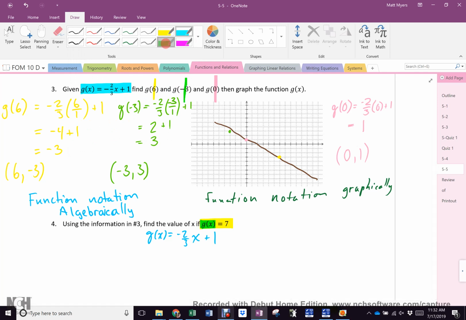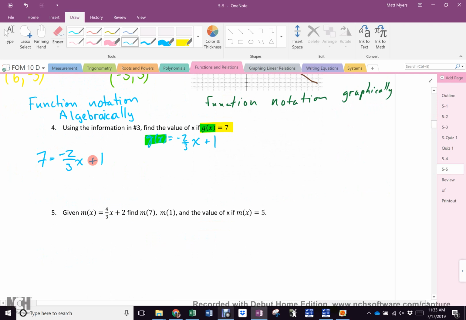What is g of x? 7. And I can quite plainly see that right there I have written g of x, haven't I? So if I were doing algebra, what would I write there instead of g of x? 7 equals negative 2/3 x plus 1. What is my job whenever I am faced with a single variable? Isolate it. So we're going to do some algebra. What happens to plus 1?